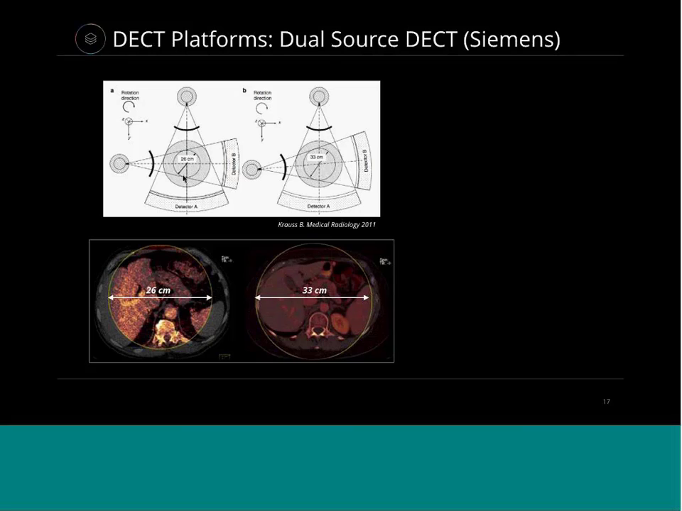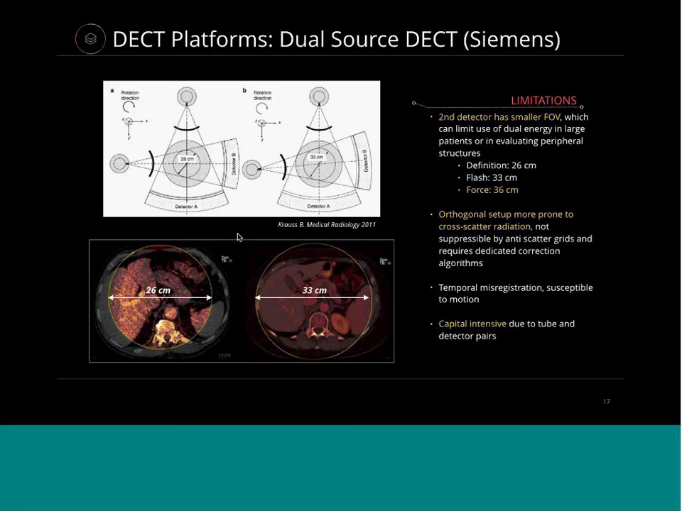So it's 26 centimeters on the Flash, 33 on, 26 on the Definition, 33 on the Flash, and then 36 on the Force, which you'll see here. What does that mean? That means everything outside of that dual energy field of view is scanned in single energy, and it's scanned at the low kVp, okay? So 80 or 90 or 100, depending on what we choose. So this is actually critical, okay?